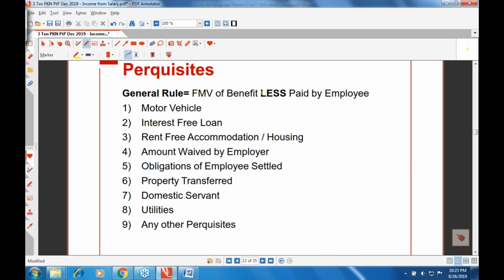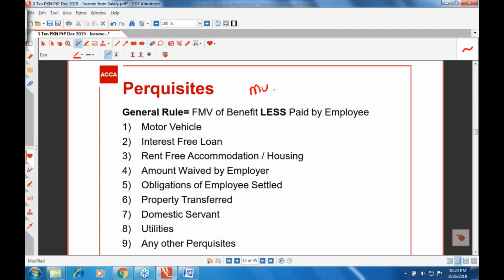For example, an employer gives you a property. The market value of the property was 4 million and you were only required to pay 1 million. So 3 million is the benefit that your employer has given to you. Then 3 million has to be included in your income from salary.